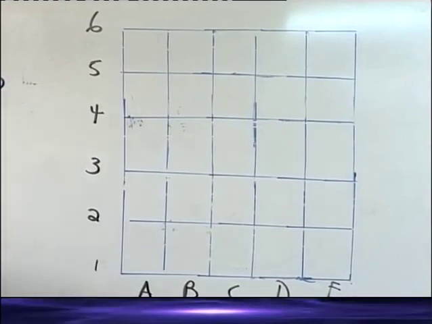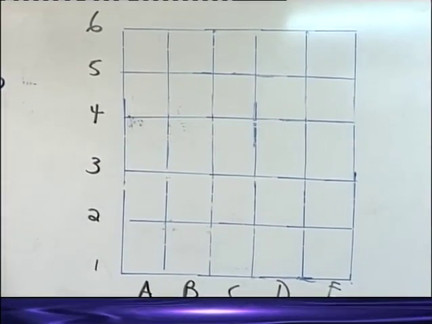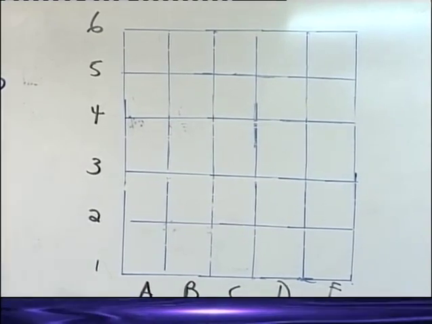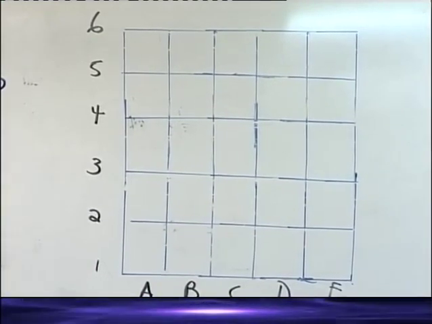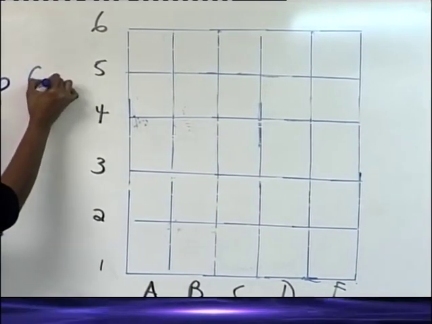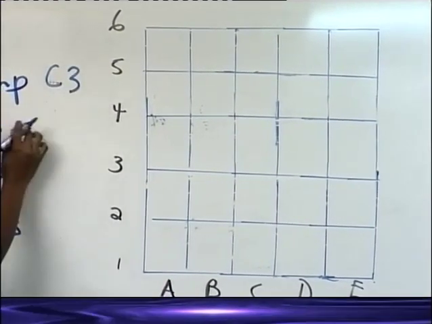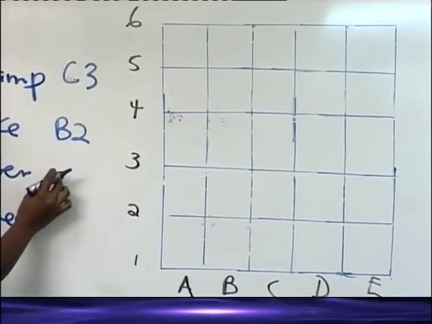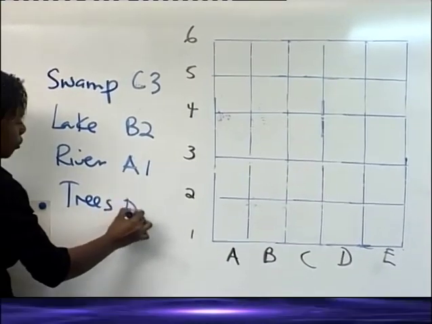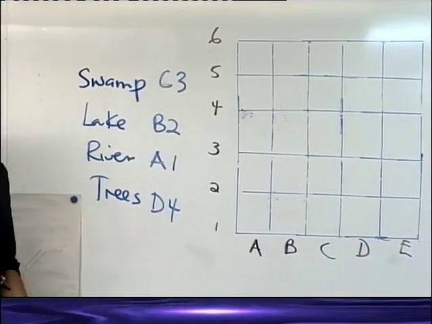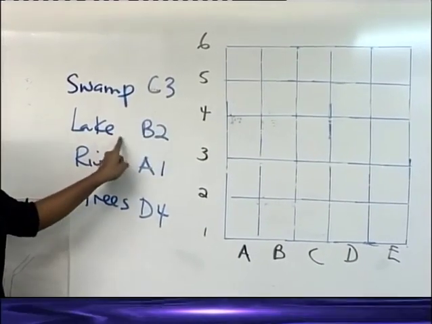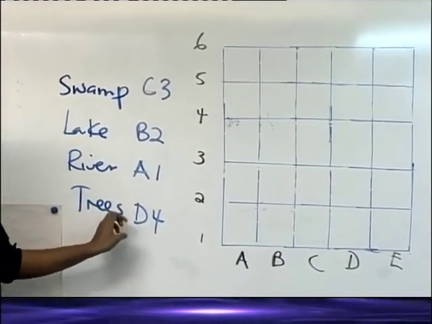Right, we have the swamp, lake, river, trees. That's swamp C3, lake B2, river A1, trees D4. Okay, quickly. Can I have one volunteer quickly? Someone to do swamp, lake, river, and trees.